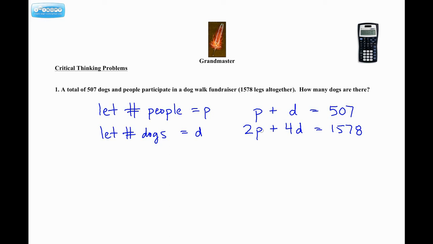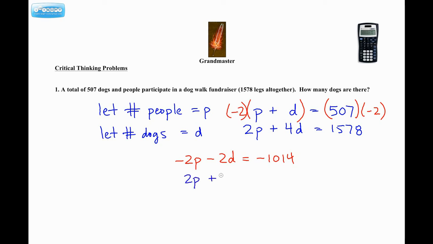So in order to get the p's to eliminate, if this is a positive 2, I can take the top equation and multiply both sides by negative 2. That should do the trick. So this is going to give me negative 2p minus 2d equals negative 1,014. The second equation, I didn't do anything. So this is still 2p plus 4d is equal to 1,578.